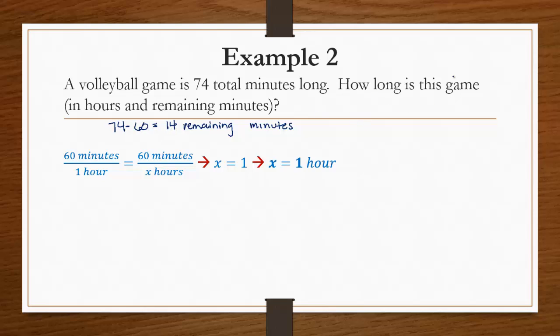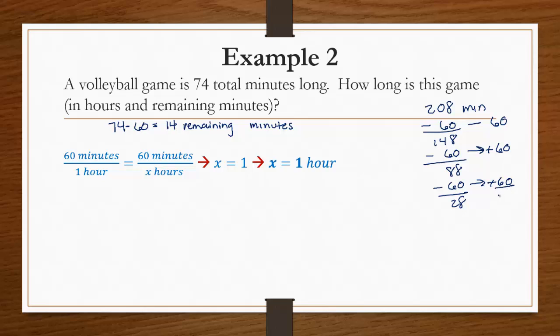Let's say, okay, this is separate from this problem, but let's say we're talking about movies, and a movie's 208 minutes long. So I subtract 60, which would give me 148. Subtract another 60, which would give me 88. Subtract another 60, which would give me 28. I can't subtract 60 from that, so I have 60 plus another 60 plus another 60, which is 180. And I would take that 180 and throw it over here. Okay, so hopefully that makes sense.